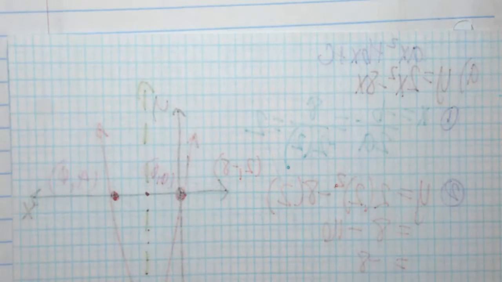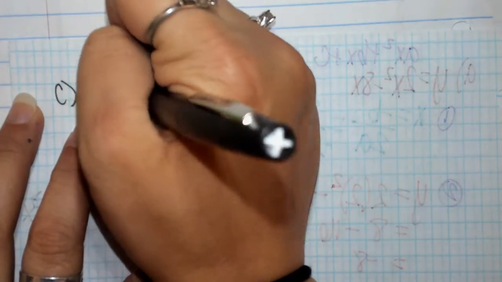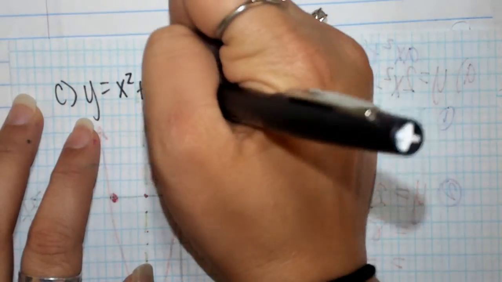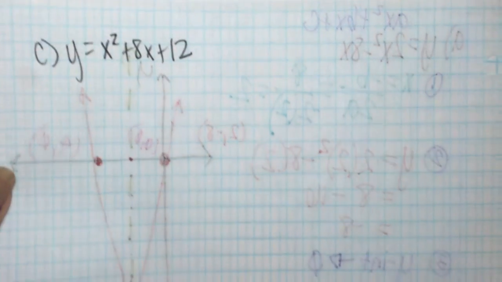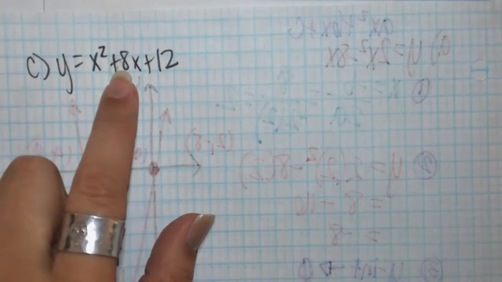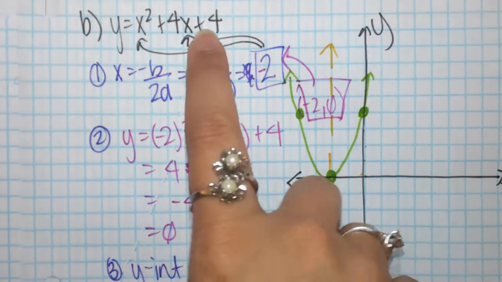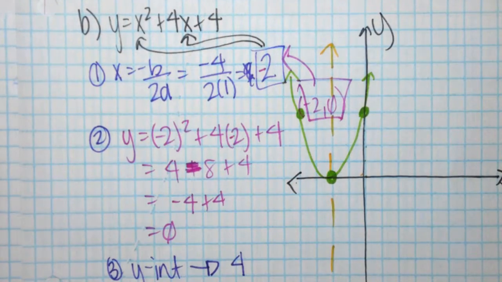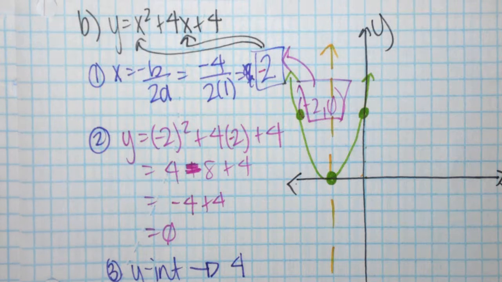Alright, C. Do y'all want to do this one together or you think you can try it without me? We just finished B. Alright, x squared plus 8x plus 12. Wait, how do I do number 3? Step number 3 is your y-intercept. So it's always this number. It's always your constant. So if there's not one out there, it's 0.